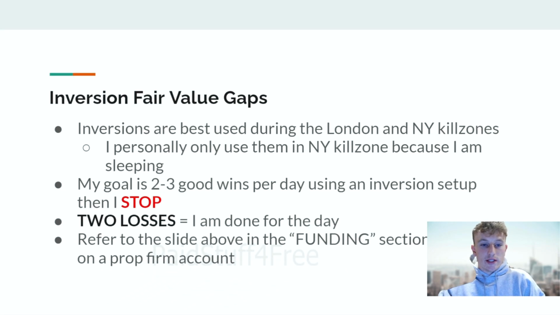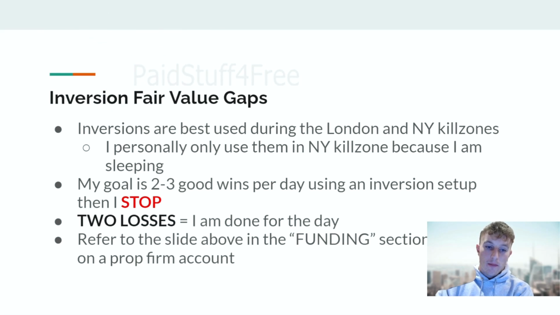Inversions are best used during London and New York kill zones, but I only use them in New York kill zones. Not great in Asia. I only personally use them in New York because I'm sleeping in London, so that's literally the only reason why. I look back at London and I don't love it most days anyway, so I don't think I'd trade London even if I could. I just don't find it as clean some days.